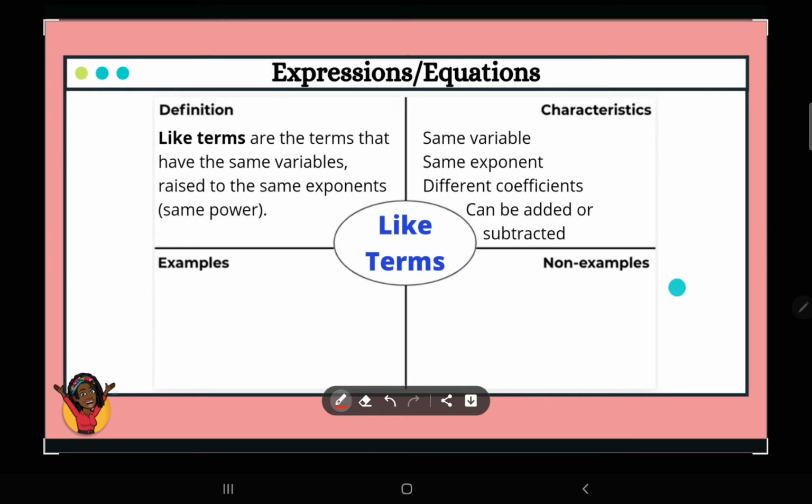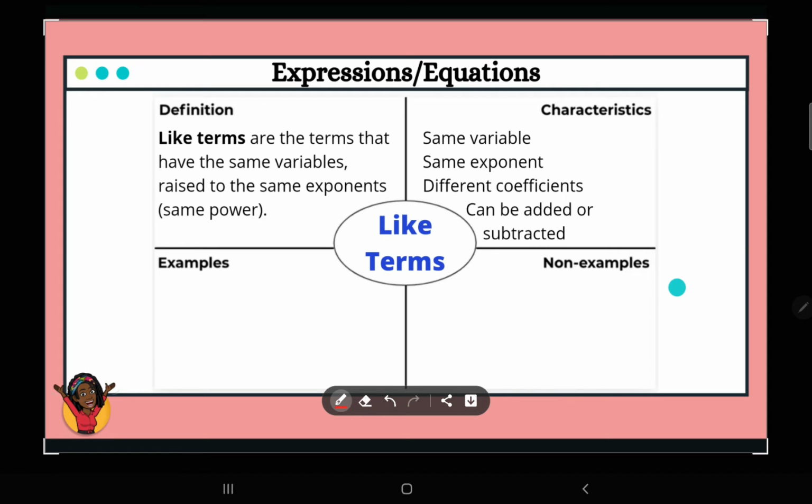Now we're going to look at this Frayer model to explore the term like terms. So like terms is defined as terms that have the same variables raised to the same exponents or power. The characteristics: same variable, same exponent, different coefficients. So it can have the same coefficient or different coefficients. The coefficients do not matter. And they can be added or subtracted.